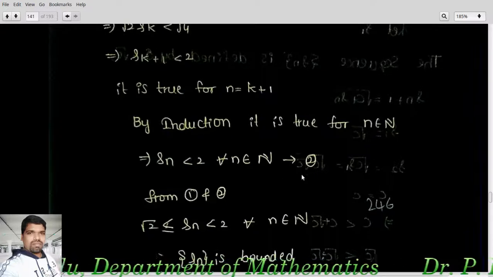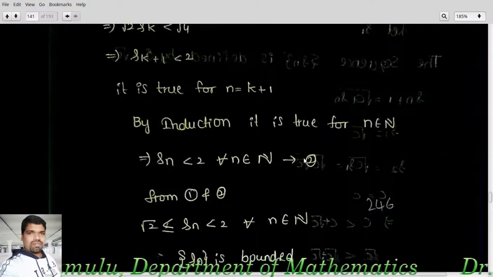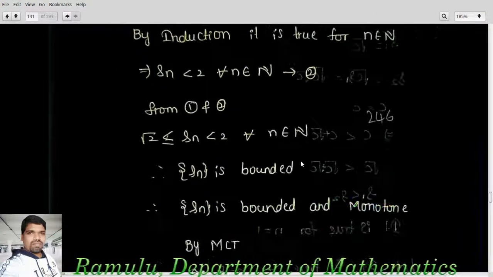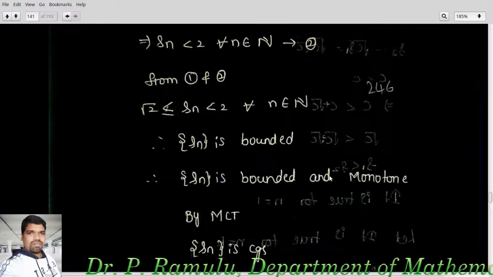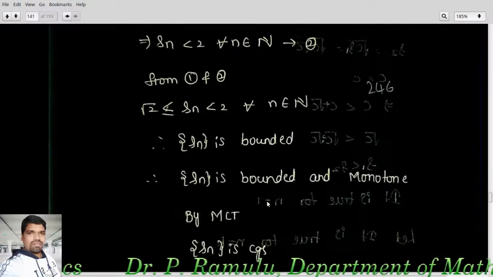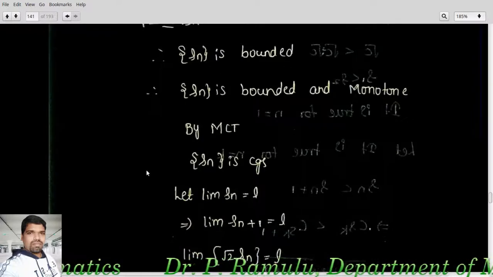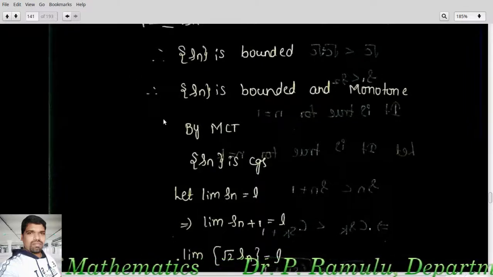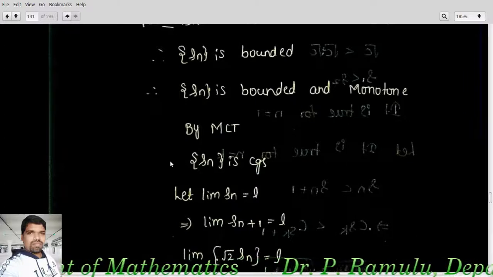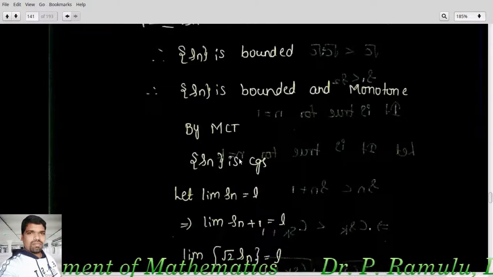From 1 and 2, we already know that root 2 is less than Sn is less than 2 for all n. So Sn is bounded, and we already know that Sn is monotone. Sn is bounded and monotone. By the monotone convergence theorem, MCT, Sn converges. I want to show that it converges to 2 only.